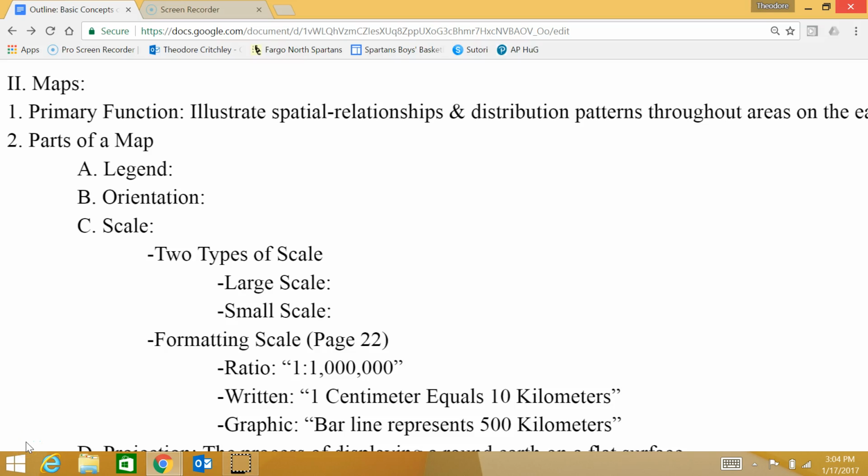Hi there, everybody. Today we're going to talk about maps. This is the second part of the nature of geography, or the basic concepts of human geography, in an AP classroom.